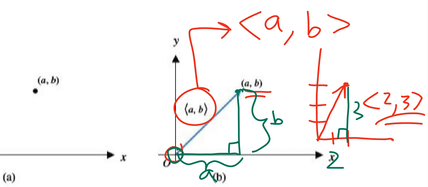So that's got a side length of 2, that's got a side length of 3. Hey, can you find the length of that red arrow right there, that vector 2, 3? Can you find the length of it? Yes, let's use the Pythagorean Theorem.